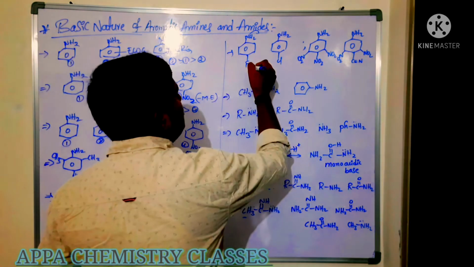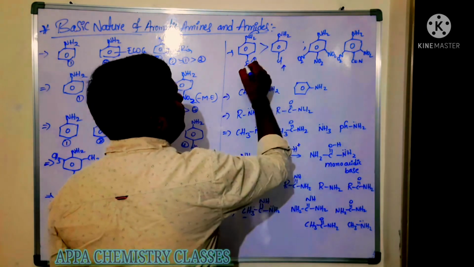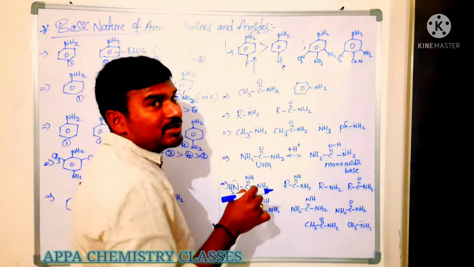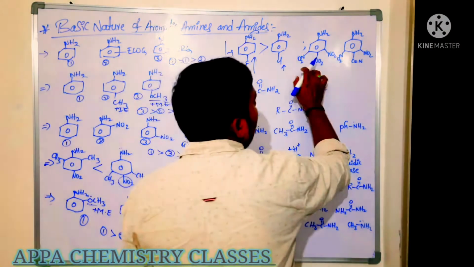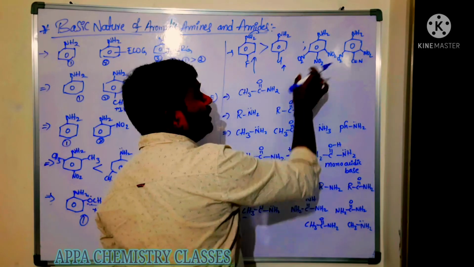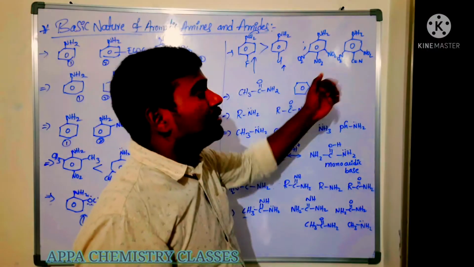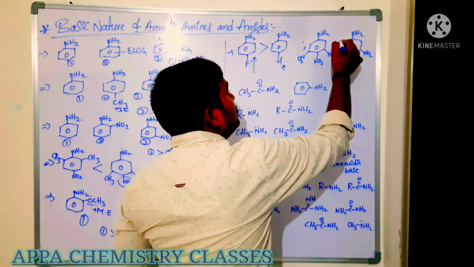Next among these, this fluorine is more electron releasing when compared to chlorine. So it is more electron releasing, which means it is more basic one. More electron releasing, more is the basic nature. Among these two, which is having more electron withdrawing? This one will have more electron withdrawing compared to this one. Is it or not? So it is having least electron withdrawing, so it is more basic.